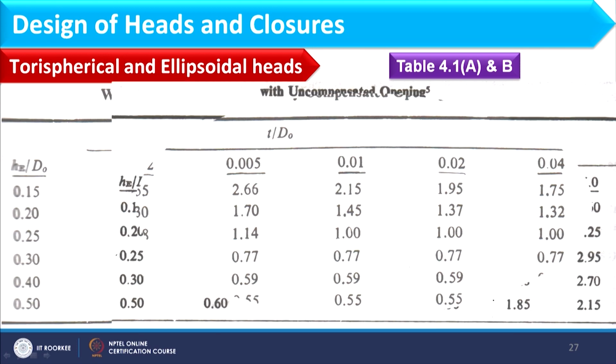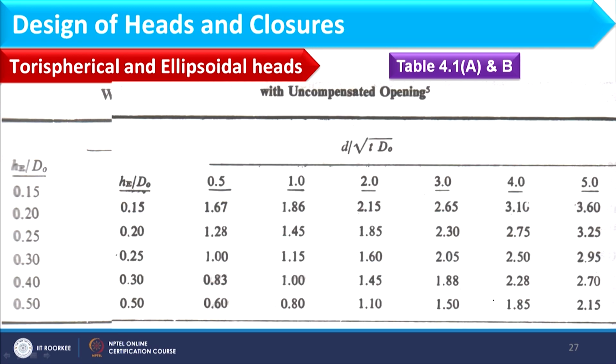And this table is for uncompensated openings, that is table 4.1b, where D by root over T into D naught is shown from 0.5 to 5, and corresponding to HE by D naught you can read different values of C from this table. So in this way you can use that graph as well as this table to find the value of C for torus spherical as well as ellipsoidal heads.